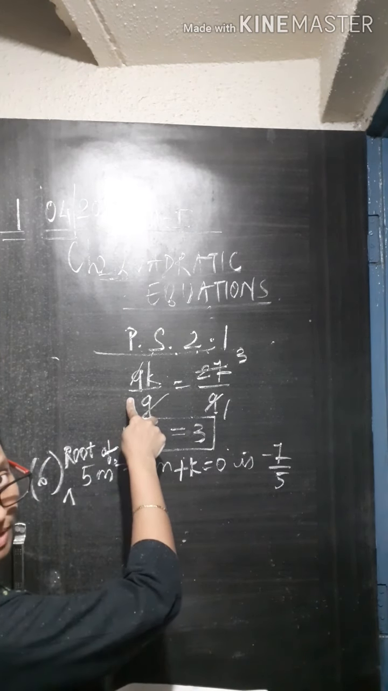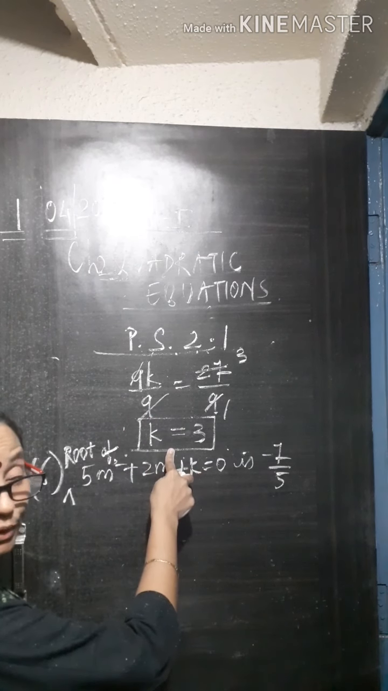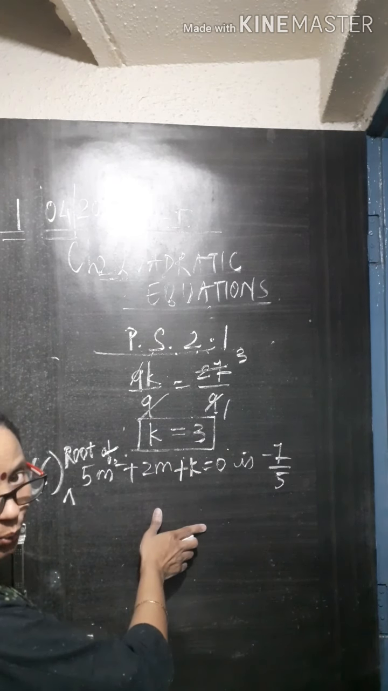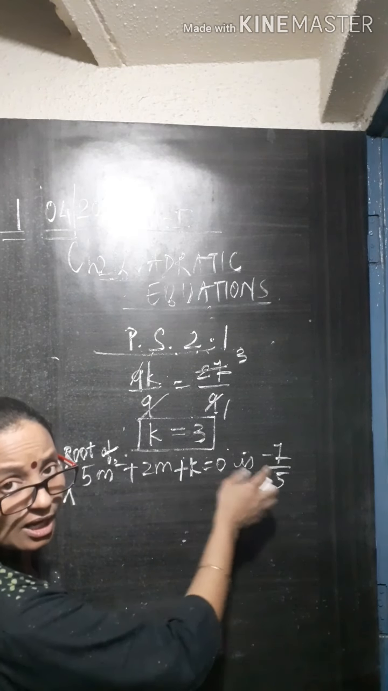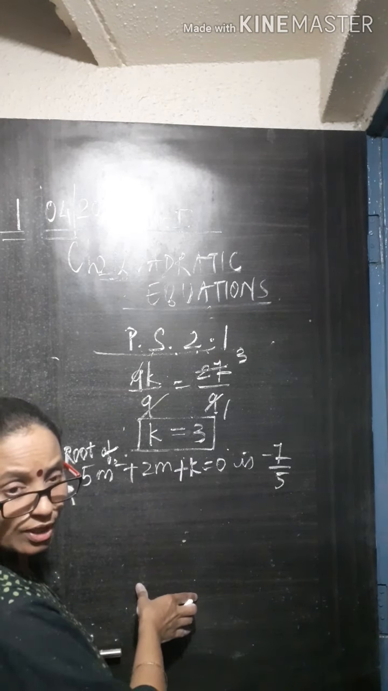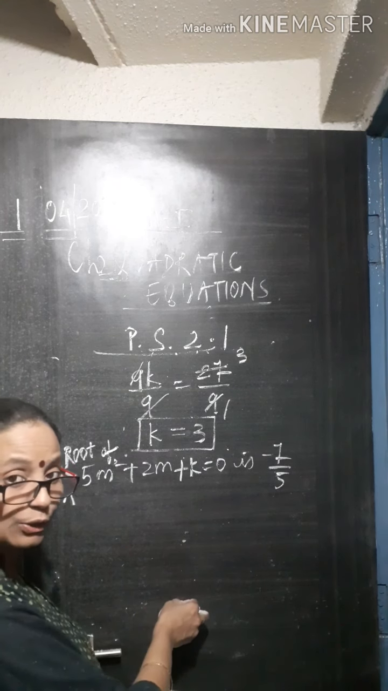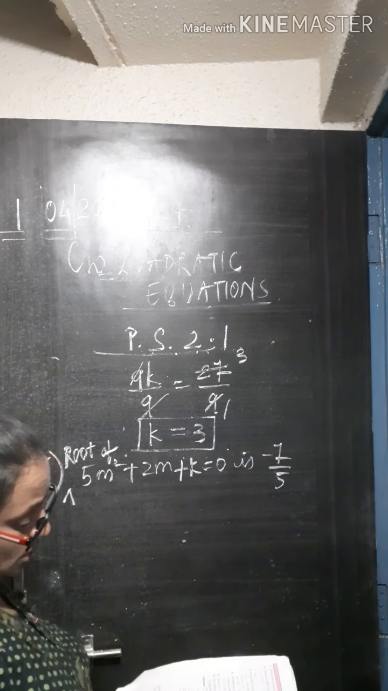Similar type of question. The previous one we have done, we found the value of k by putting the value of the variable. Same way over here, by putting the value of the variable m equal to minus 7 upon 5, I am going to get an equation to solve for the value of k. Is that clear? So what are the steps?